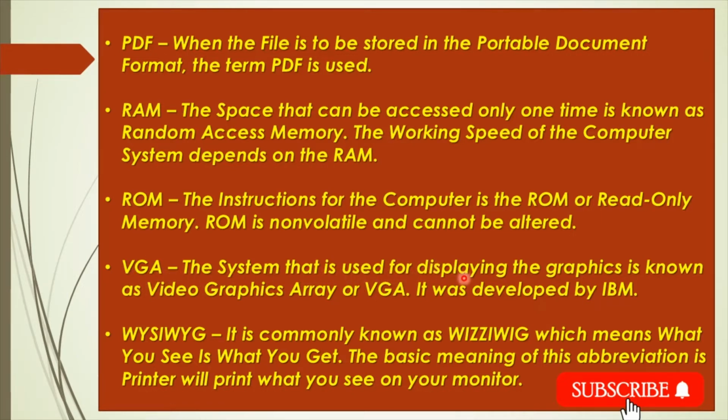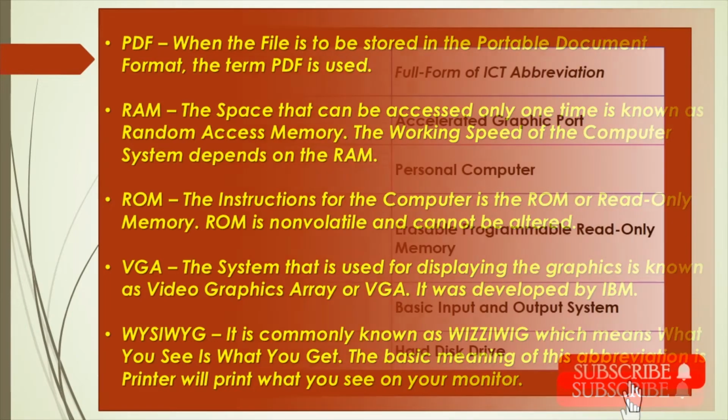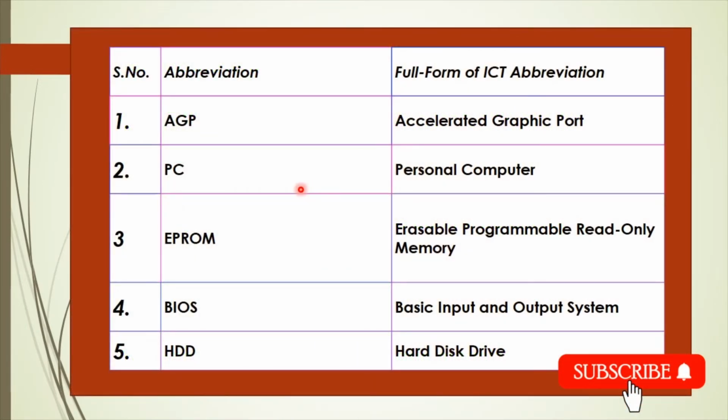and make the computer do very fast. Then VGA, the system that is used for displaying the graphics, is known as Video Graphics Array, or VGA. It was developed by IBM. Next one, WYSIWYG. It is commonly known as WYSIWYG, which means what you see is what you get. The basic meaning of this abbreviation is the printer will print what you see on your monitor. So keep this in your mind: PDF, RAM, ROM, VGA and WYSIWYG.